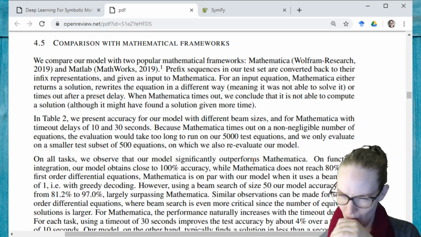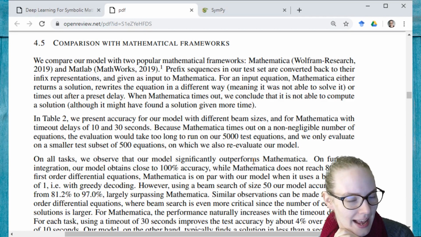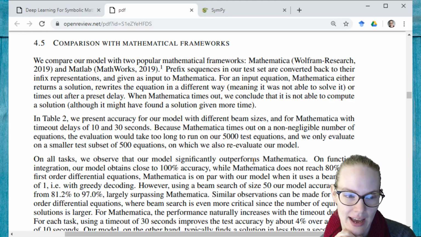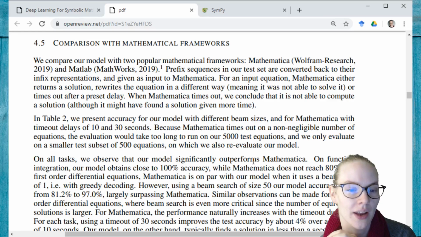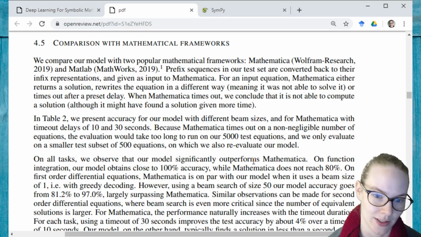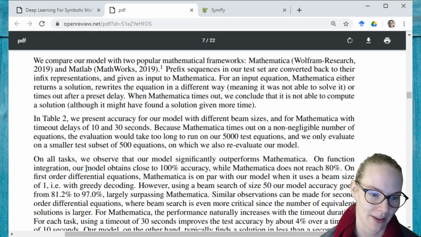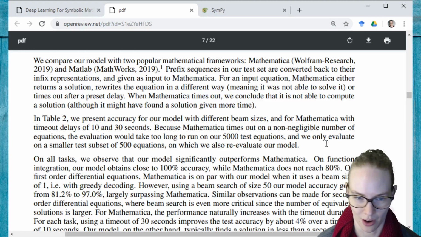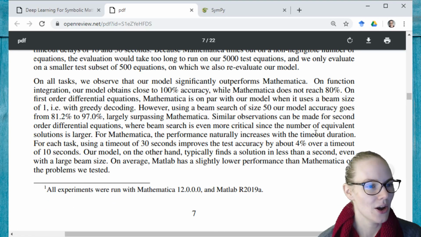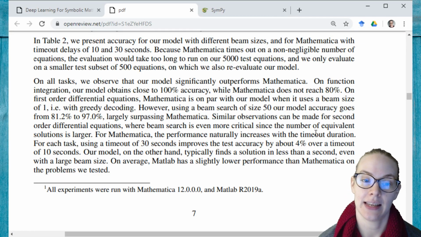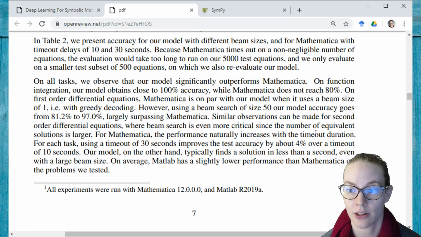In Table 2, we present accuracy for our model with different beam sizes, and for Mathematica with timeout delays of 10 and 30 seconds. Because Mathematica times out on a non-negligible number of solutions, the evaluation would take too long to run on our 5,000 test evaluations, and we only evaluate on a smaller test subset of 500 equations, on which we also reevaluate our model. So it's slow. We didn't want to do the whole set, so we did a subsample. On all tasks, we observe that our model significantly outperforms Mathematica. Okay, so it is accuracy that they're looking at here.